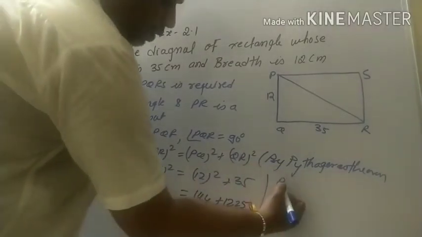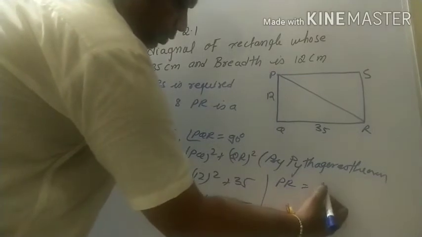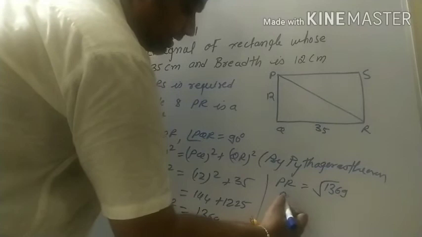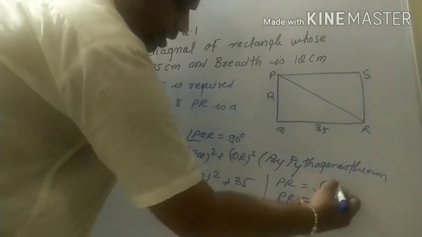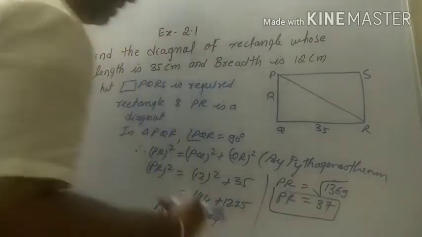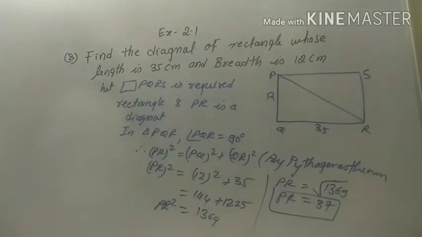So PR is equal to root 1369. The square root of 1369 is 37. We can find it by the division method or factorization method. The division method is comfortable for this. So PR is equal to 37 centimeter. Therefore the diagonal of the rectangle is 37 centimeter.